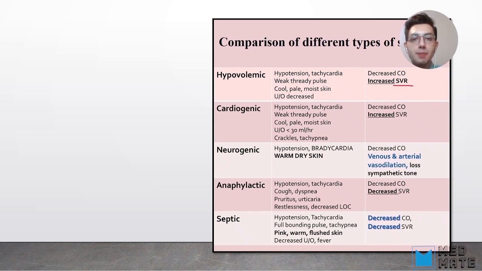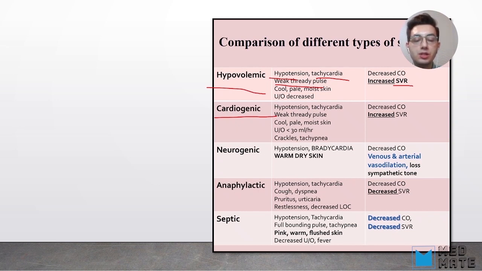So the first type is hypovolemic shock that we want to discuss here. When it happens, we have pooling of blood from the systemic circulation to the periphery, and the systemic blood supply is lower. Some of the symptoms that we can face when we have hypovolemic shock are hypotension, tachycardia, or weak thready pulse. Also, they look pale and cool. The skin is moist.